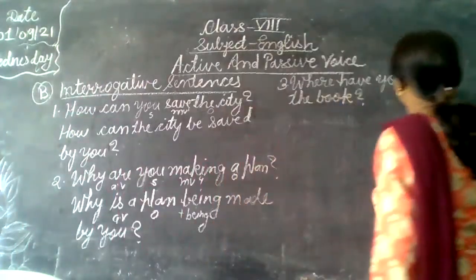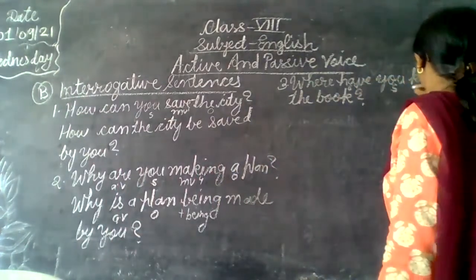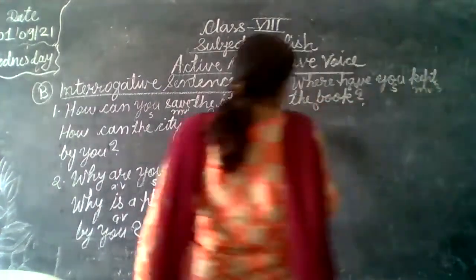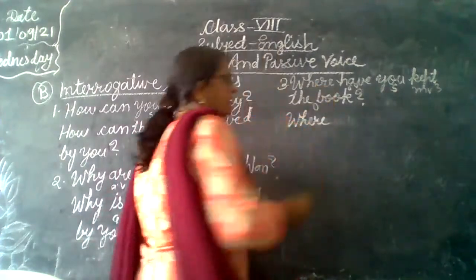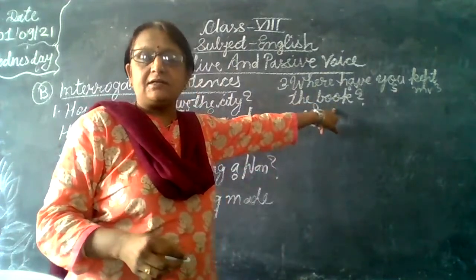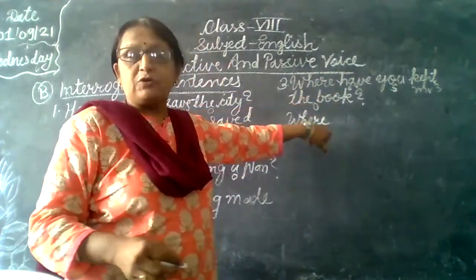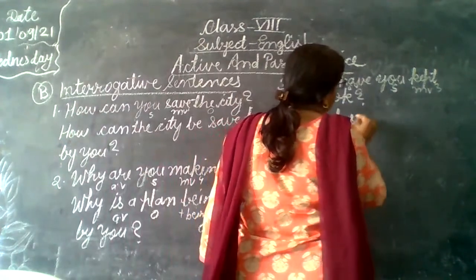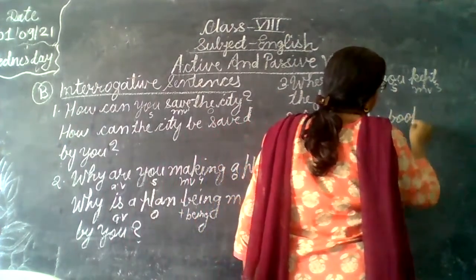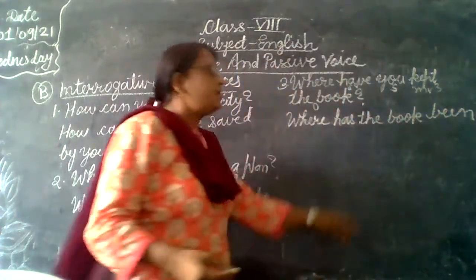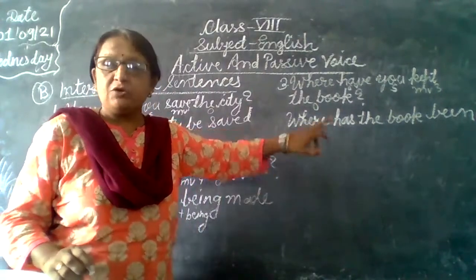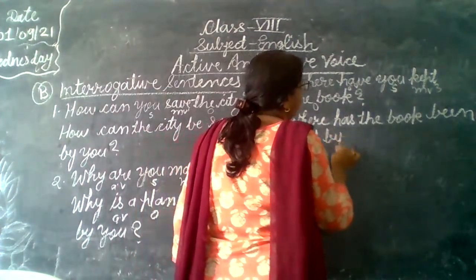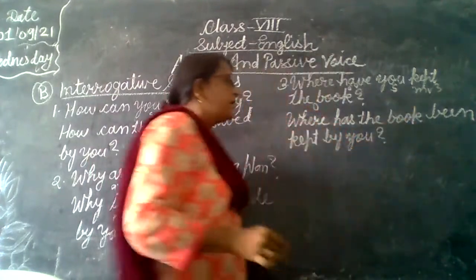Now listen here, have you kept. You is the subject, have is the auxiliary verb, kept is the main verb in the third form, and the book is the object, which is singular. So where will be as it is. Then we have to put the auxiliary verb because it is an interrogative sentence, before the object, depending upon the object. The object is singular, so we will use where has the book been. Has, have, had, in the passive voice we use been. So where has the book been kept by you?